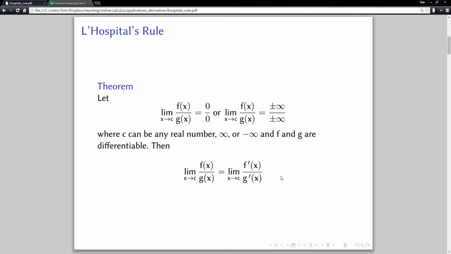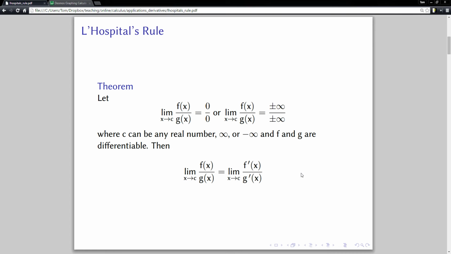And here c, the limit as x goes to c, can be any real number. So it could be the limit as x goes to any real number from the right or from the left, or the two-sided limit. It also can be the limit as x goes to infinity, or as x goes to negative infinity. So any of those types of limits work here. So if you get 0 over 0, or plus or minus infinity over plus or minus infinity, then take a look at the limit as x goes to c of the derivative of f over the derivative of g, and see if you can figure out what that limit goes to.